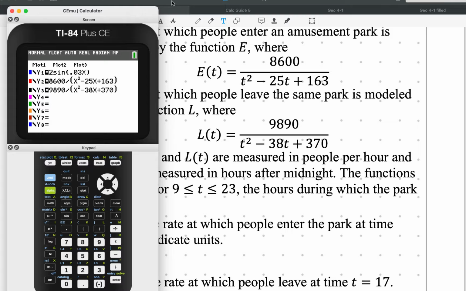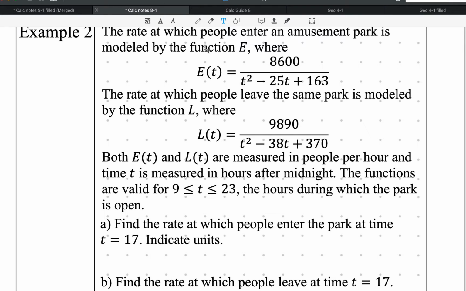All right. Be careful about your parentheses also. Notice that in my y2 and y3, and I'll probably take a screenshot of this just for my notes next year, you have to have parentheses for your denominator, otherwise it will think you're only dividing by x squared. And then it'll think, okay, after I do 8,600 divided by x squared, then subtract 25x plus 163. Parentheses are super important for order of operations here.